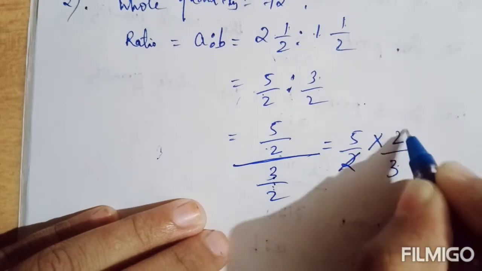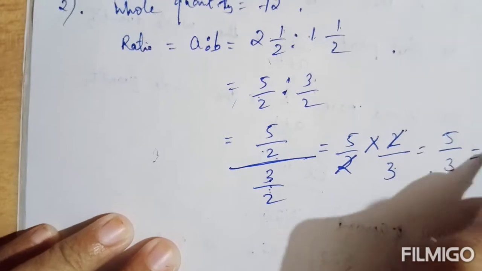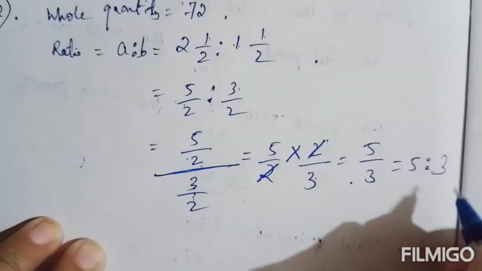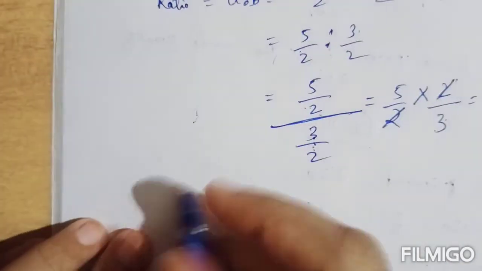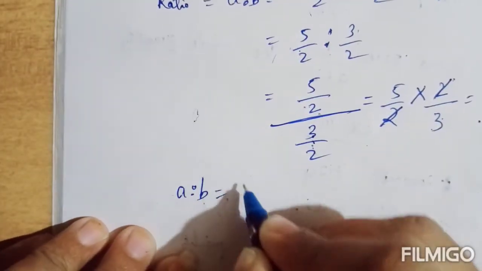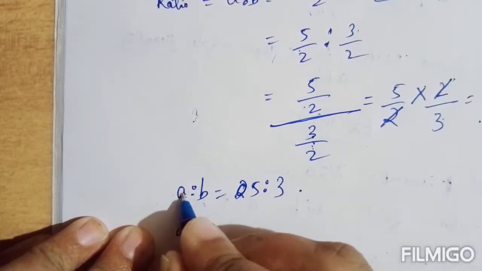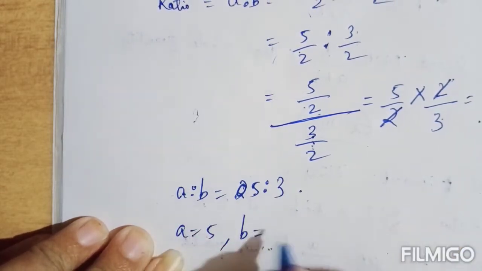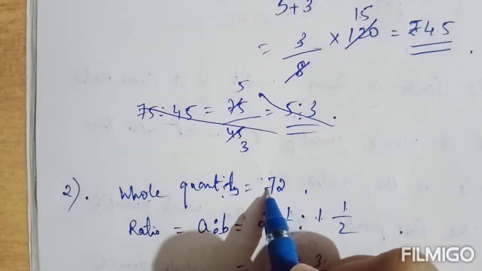Okay, now we can multiply this. 2 and 2 you can cancel. Remaining you will get 5 by 3, that is 5 is to 3. So this is the ratio. Okay, A is to B, we got 5 is to 3. So A equal to 5 and B equal to 3, and the whole quantity is 72.